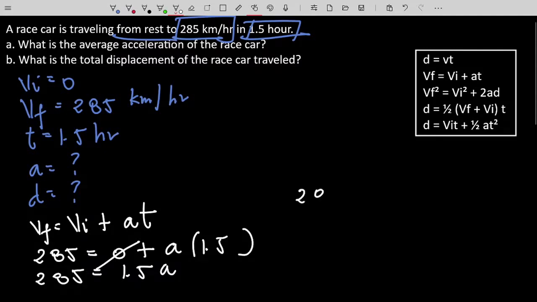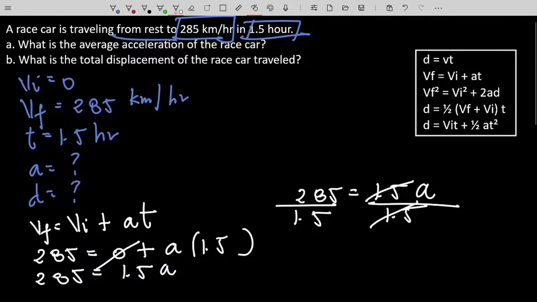Now again, we have to isolate your acceleration because this is what we're trying to look for. Now 285 is equal to 1.5 multiplied by acceleration. Divide both sides by 1.5, then cancel this one. So 285 divided by 1.5, then you should have the value of 190 is equal to acceleration. So for this example, the value of our acceleration is actually equal to 190 km per hour squared.